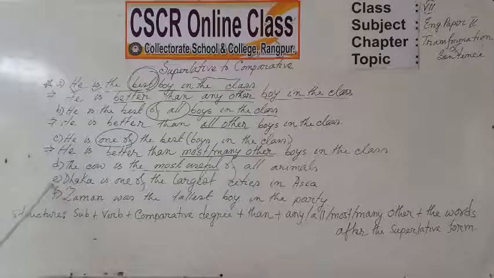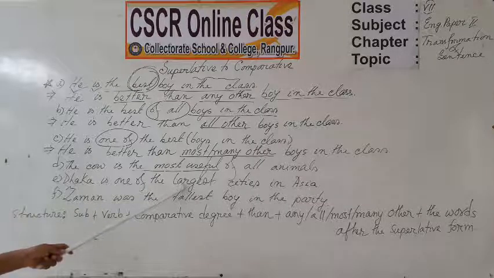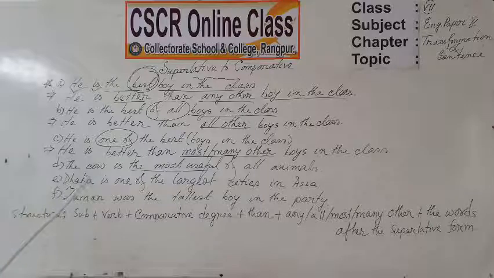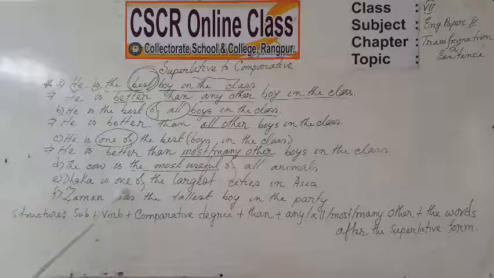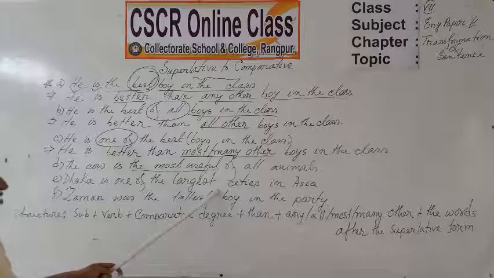Dhaka is one of the largest cities in Asia. Yes, dear students, we will turn it into a comparative sentence as in C. That means same subject Dhaka, same verb, and what's the comparative of largest? Larger. Same subject Dhaka, same verb is, and the comparative form of largest, larger. Dhaka is larger than. As the sentence has one of, you will write most other or many other. Dhaka is larger than most other or many other.